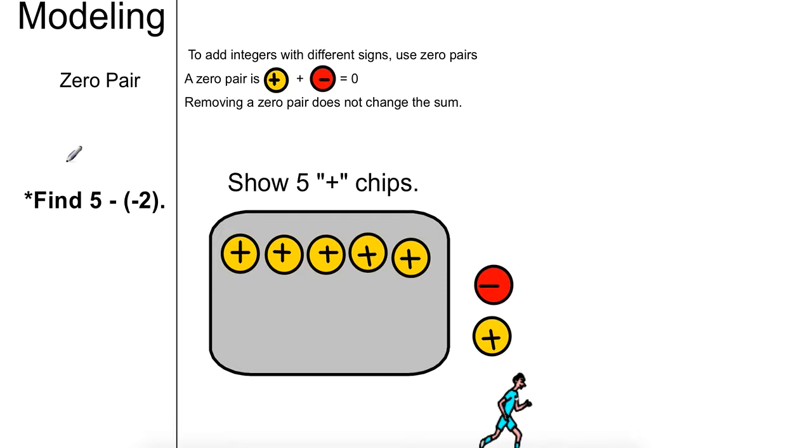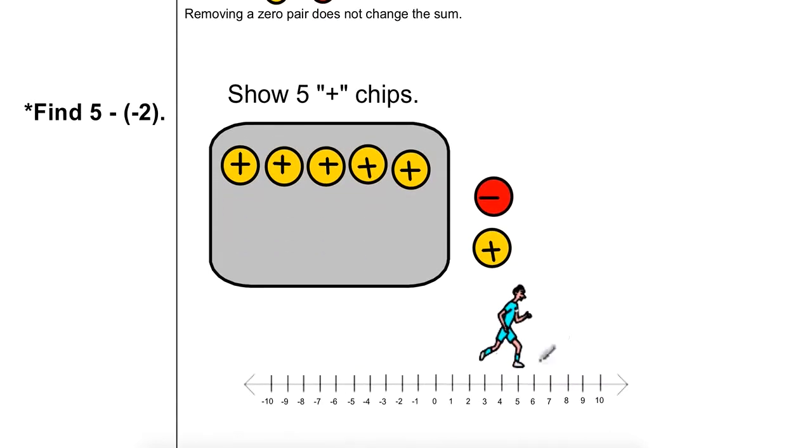One more. Let's model this one. Let's do it together. If I have 5 pluses in there and I need to take away 2 negatives. So let's do it on the number line. I'm starting at 5, facing the higher direction. I need to turn around because of the minus. I need to turn back around because of the negative 2, and I need to move 2 spots. I'm left at 7. So that's weird because it looks like I'm adding.